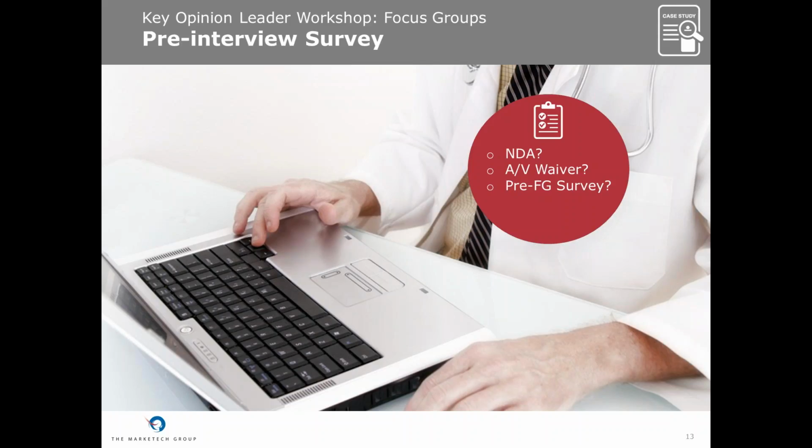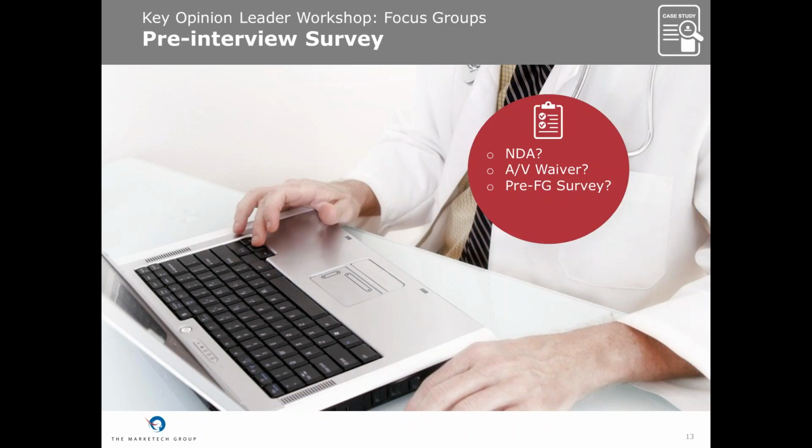Number one, if there are any freedom to operate type documents, whether it's a non-disclosure agreement or any types of waivers, have those done ahead of time so you don't have to take time during the discussion to get things signed. If there's some type of waiver required by their institution for audio or visual recording, get that done ahead of time.